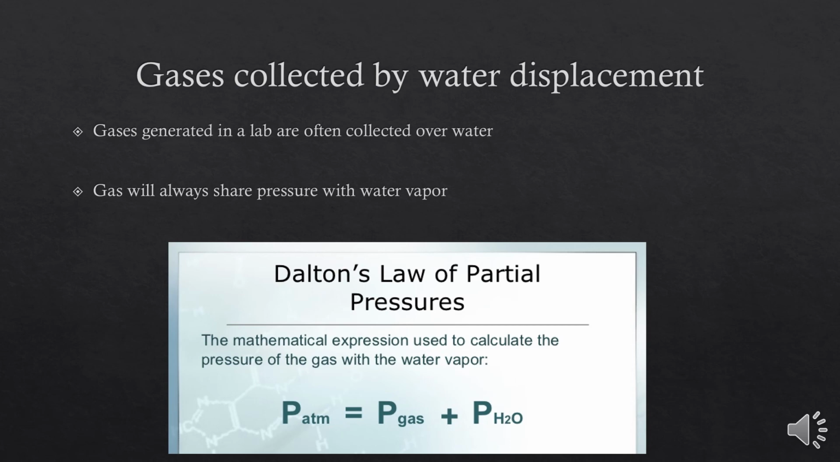We can use Dalton's law of partial pressures for collecting gases by water displacement. So if we're collecting gases in a lab over water, we can use this partial pressure to account for the water vapor, and then what's left will be the pressure of our gas. So pressure of the atmosphere equals pressure of gas plus pressure of H2O. If you knew the pressure of the atmosphere, which you should know is 760 torr or 1 atm, you can subtract the pressure of water vapor, and that will leave the pressure of the gas alone. Just a little more algebra for you guys.